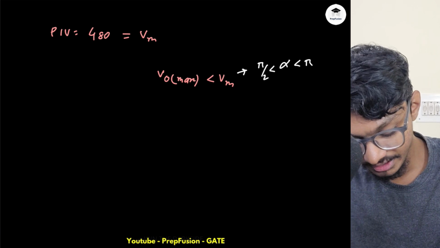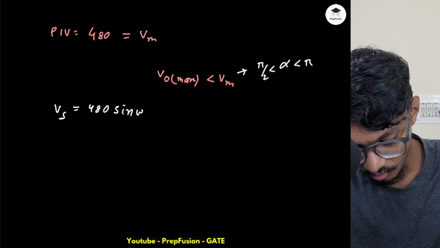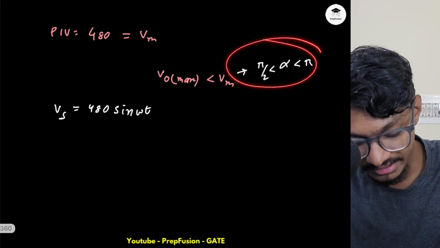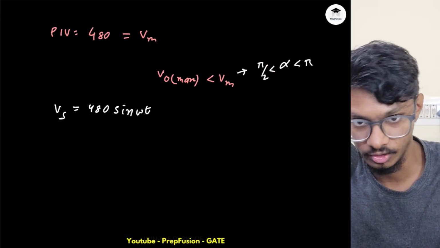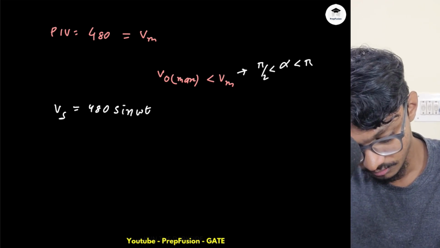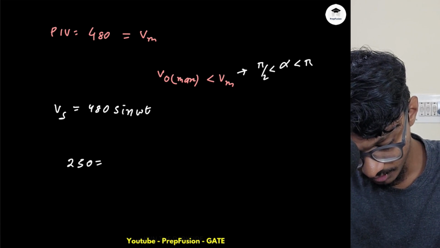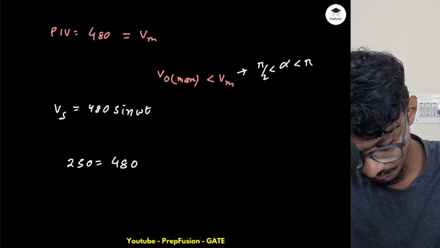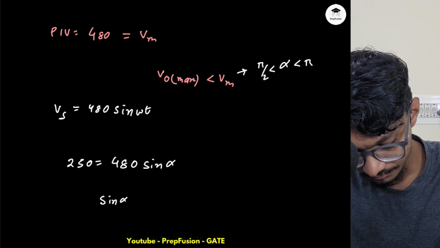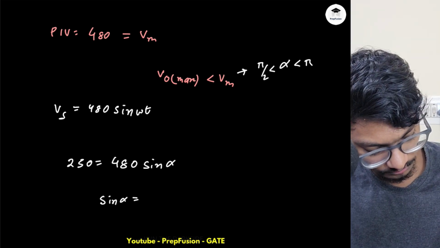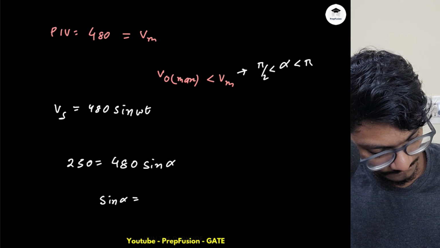So my Vm is 480, hence I can write Vs as 480 sine omega t. And if my alpha lies in this range, then VO max will be simply Vm sine alpha. It will not be Vm, because the voltage is reducing from there onward. So VO max, they have given me as 250 volts. So 250 equals 480 sine alpha. So sine alpha will be simply 250 divided by 480. Do the sine inverse.